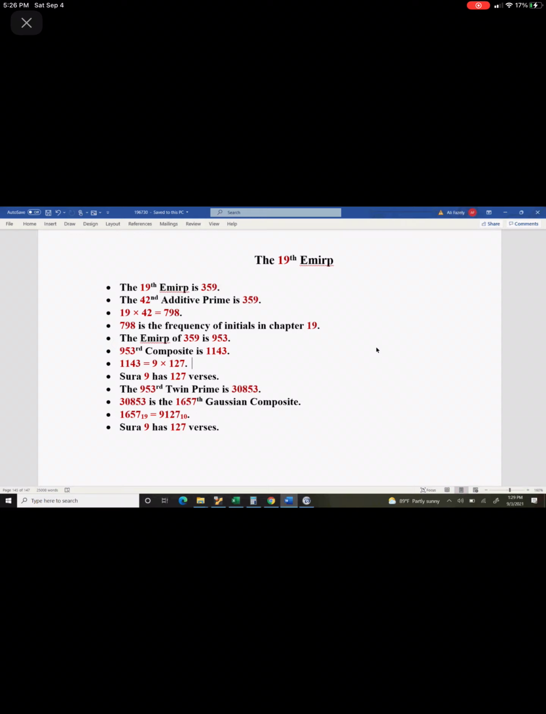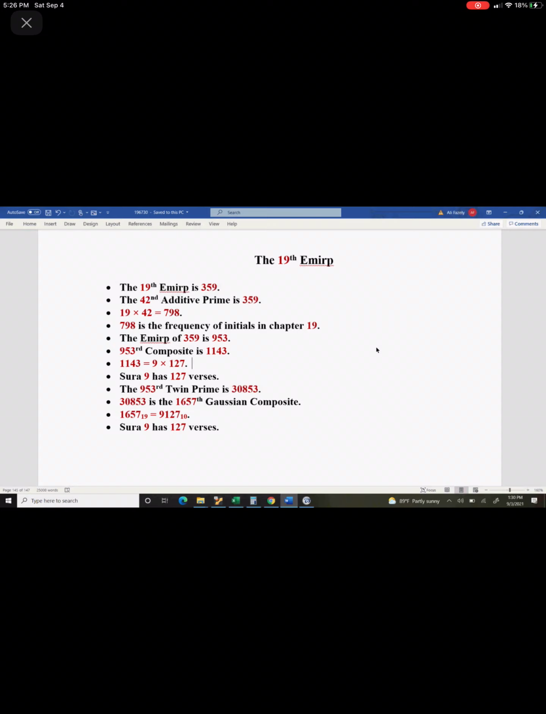Okay. You're not fiddling with numbers. Let me tell you this. I'm not just randomly choosing these things because I like to do it. I like to create something. These come automatically, because the sum of the digits adds up to 19, just when God says that. I'm not saying this. And we know that chapter 9 has 127 verses.